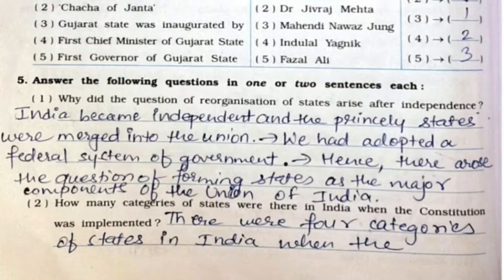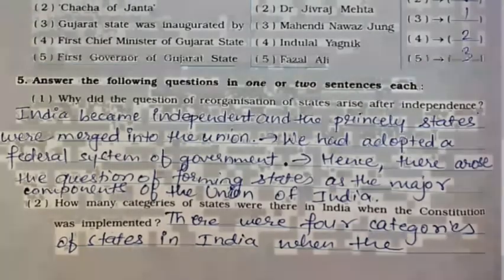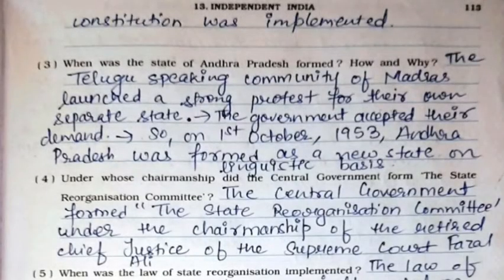Second one, how many categories of state were there in India when the constitution was implemented? There were 4 categories of states in India when the constitution was implemented. Third one, when was the state of Andhra Pradesh formed, how and why? The Telugu speaking community of Madras launched a strong protest for their own separate state. The government accepted their demand.